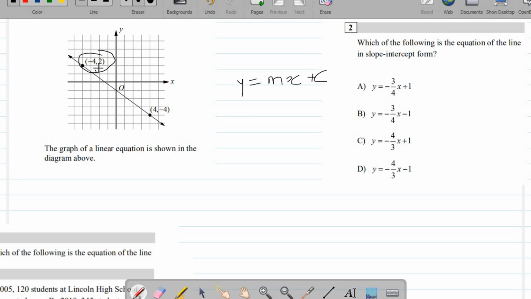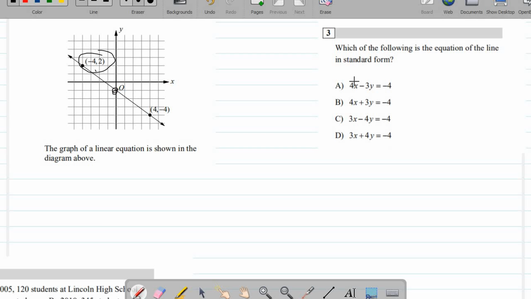Okay, and what we have here, remember our slope was minus 3 over 4, and we have x there. Our intercept is here. This is the point where it cuts the y-axis, and that is minus 1. So we have minus 1 there. Y is equal to minus 3 over 4 x minus 1. So which of them goes? This B. Looks like B is the answer here. So that's it for slope-intercept form. Alright.